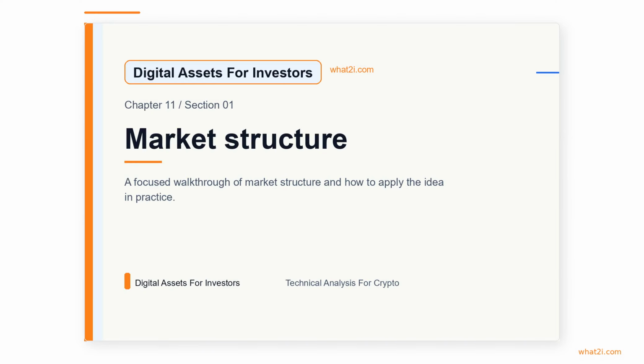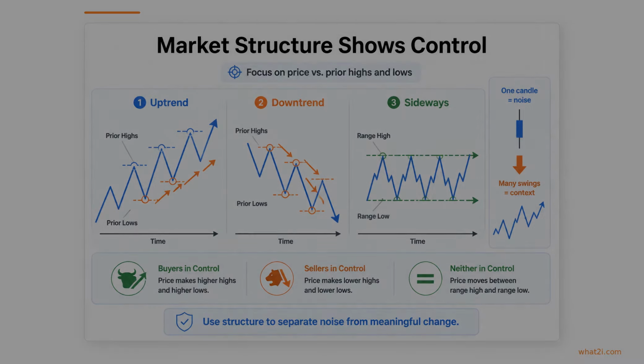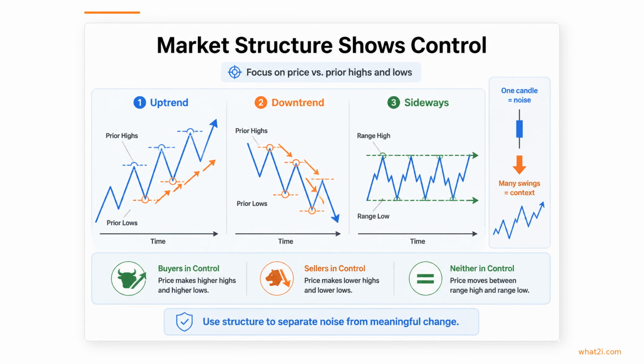Chapter 11. Technical Analysis for Crypto. Section 1. Market Structure. Market structure is the bigger pattern price forms over time, and it helps you see who's in control: buyers, sellers, or neither.